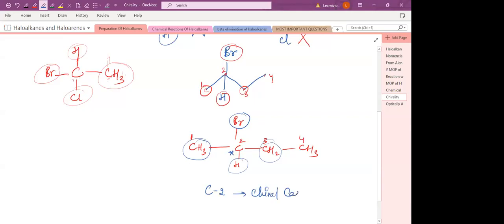Chiral carbon. You can check this carbon also, but see, this is CH2, meaning 2 hydrogens are there. 2 hydrogens means same hydrogen. So this is not a chiral carbon. Again, 3 hydrogens are there and 1 CH2 group is there. So again, this is not a chiral carbon. So only one chiral carbon in this molecule, and that chiral carbon is carbon 2, the second carbon. Okay, this carbon. Clear?